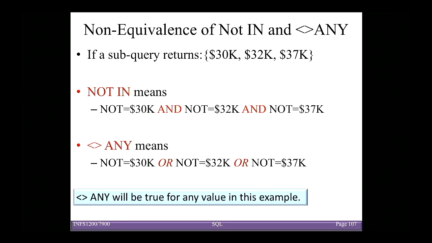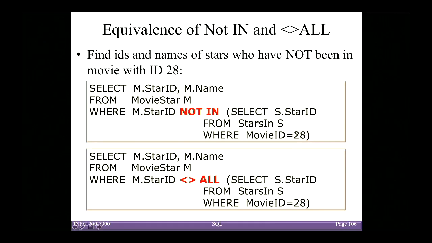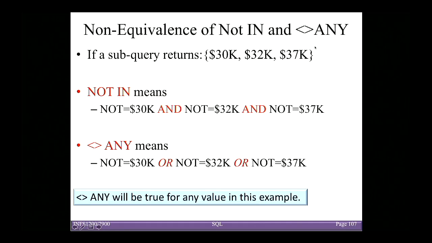However, not in and not equal to all are equivalent, but not in and not equal to any are not equivalent. If you just want to see that, let's say you've got a set of 30K, 32K, and 37K. Not in means not 30K, and not 32K, and not 37K. Whereas not equal to any means not 30K or not 32K. And essentially this is always going to return true. So these two are not equivalent. And this is just logic.